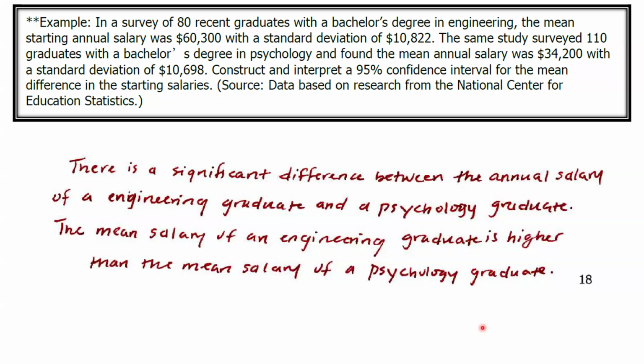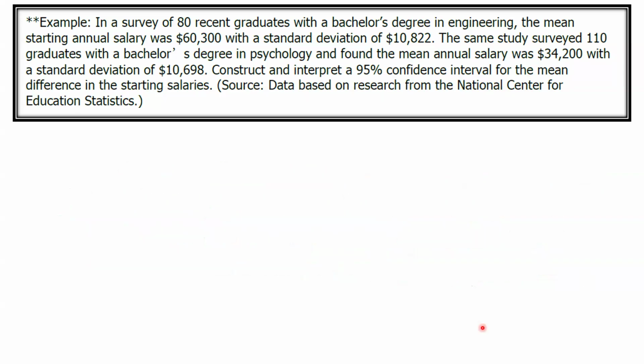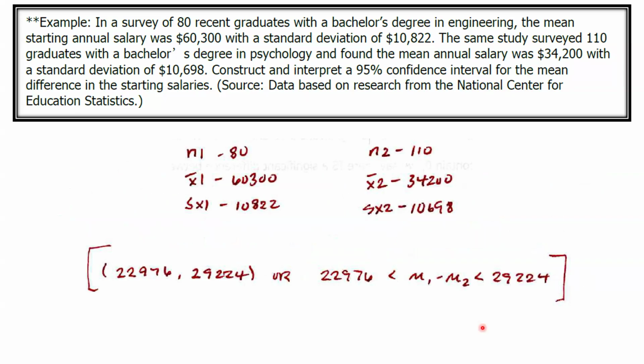Okay, so let's understand this result a little more. So what do the numbers mean? So the engineering, let's go back. The engineering, here we go. Average was 60,300. The psychology was 34,200. So that makes a difference of approximately 26,100. So engineering is more than psychology.